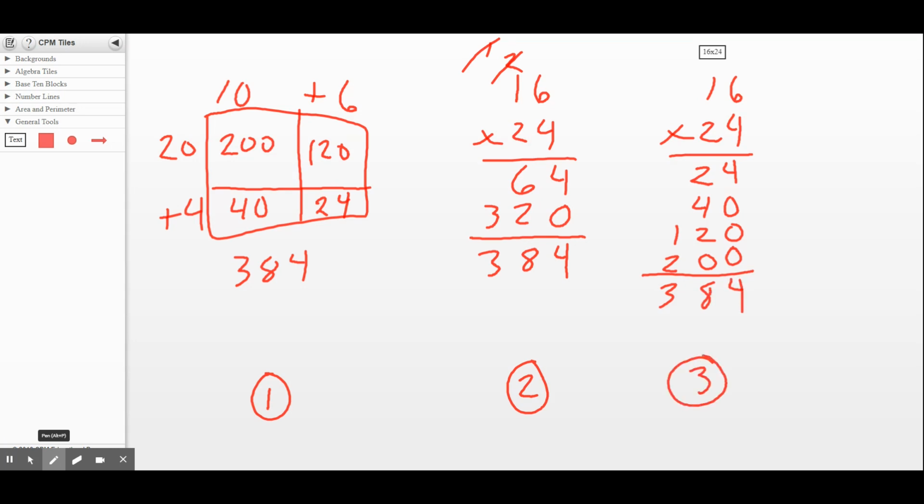Now let's take a look at these 3 methods. What's the same about these 3? What's similar about these 3? And what's different about these 3?